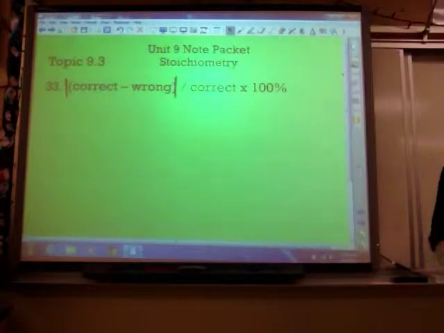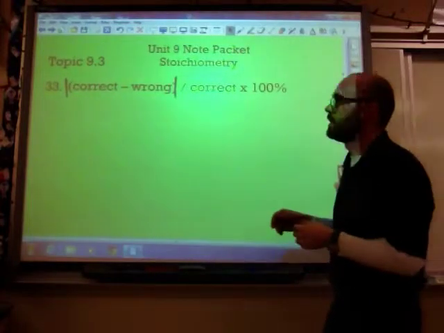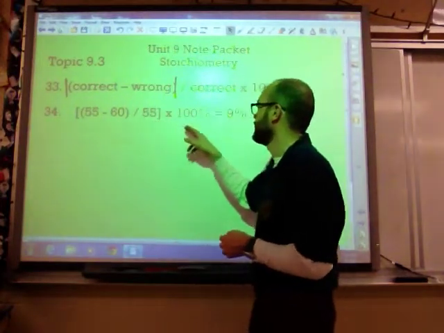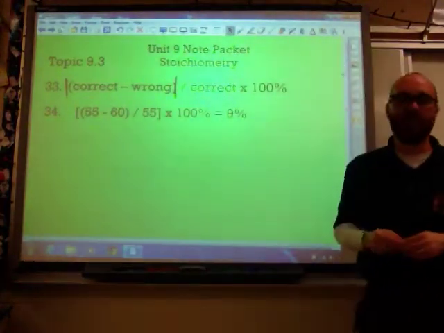So what is the percent error in an example? If you have made 60 grams, but the correct answer is 55, but in the lab you created 60 grams. What would be your error for this? Using this formula, what you would do is you would say correct minus wrong divided by correct gives you 9% error.